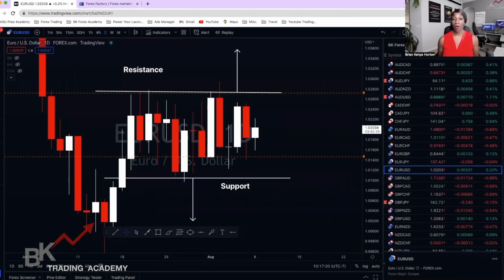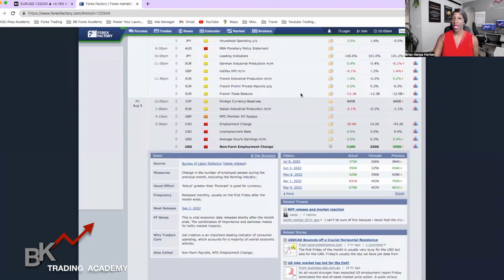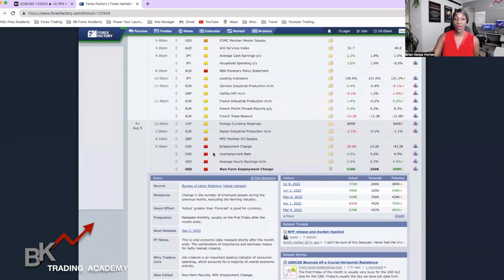The NFP report measures the number of U.S. workers, excluding farm workers. So it's very important you understand what this report is about and how it drives the market. So let's go ahead and take a look at Forex Factory. They give great information and you can go and read it for yourself. So all you have to do is go and find this report. It comes out the first Friday of every single month.